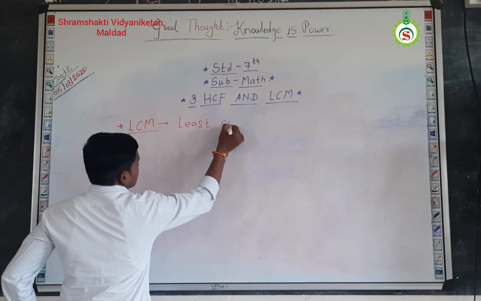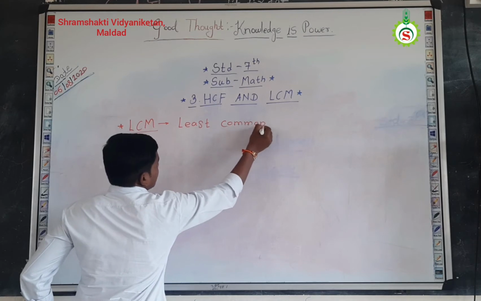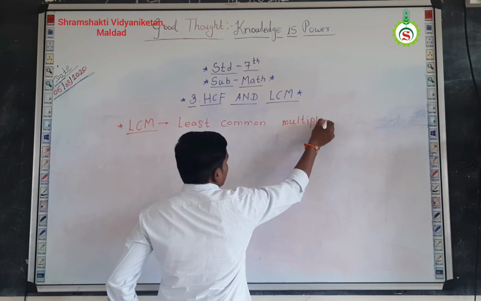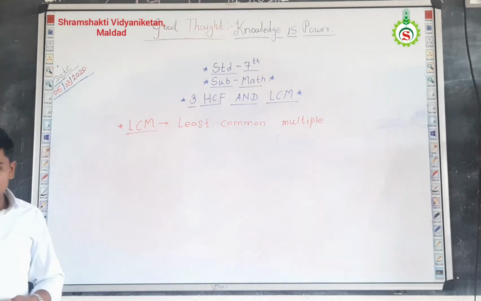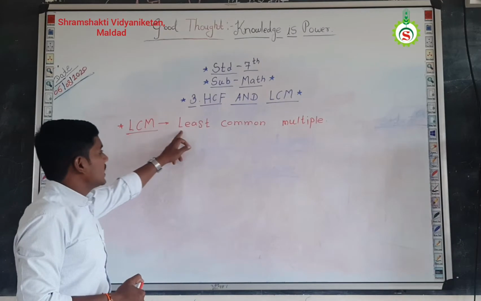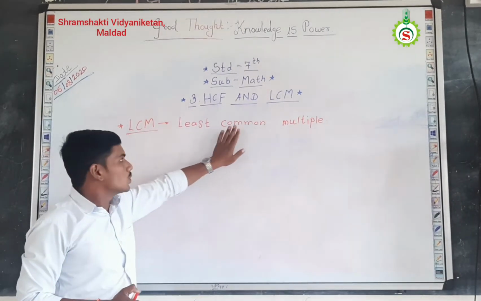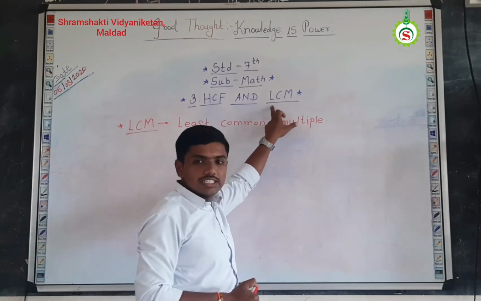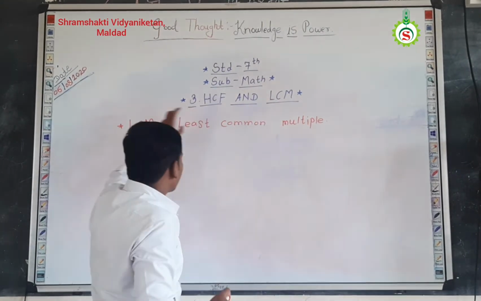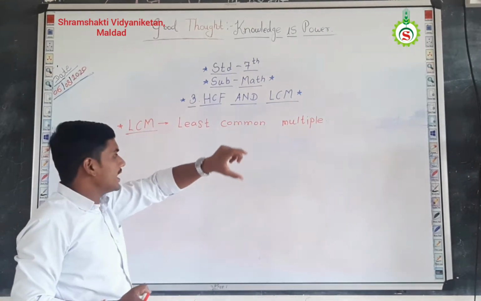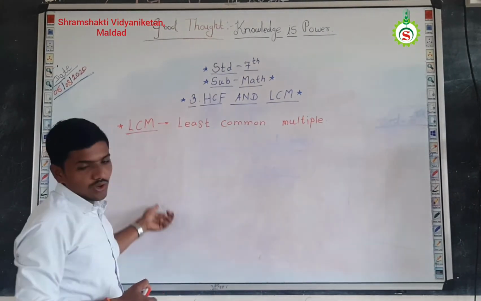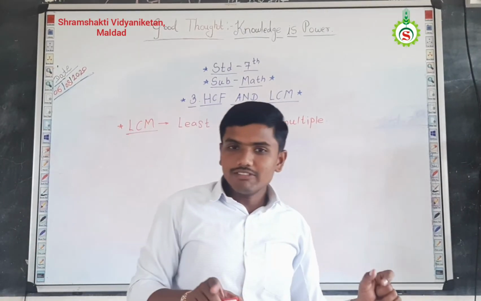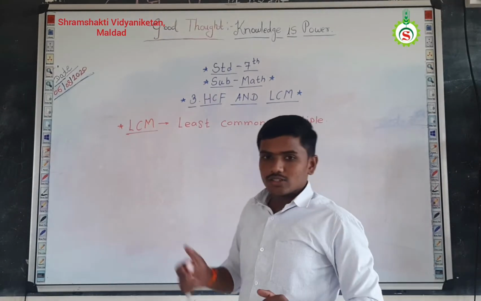Least common multiple. So, what is the meaning of the word LCM? It is the least common multiple. HCF means highest common factor and LCM means least common multiple. What is the difference between HCF and LCM? That we will see while solving the numerical. How to find out the LCM for the given numbers, that we will see in today's lecture.